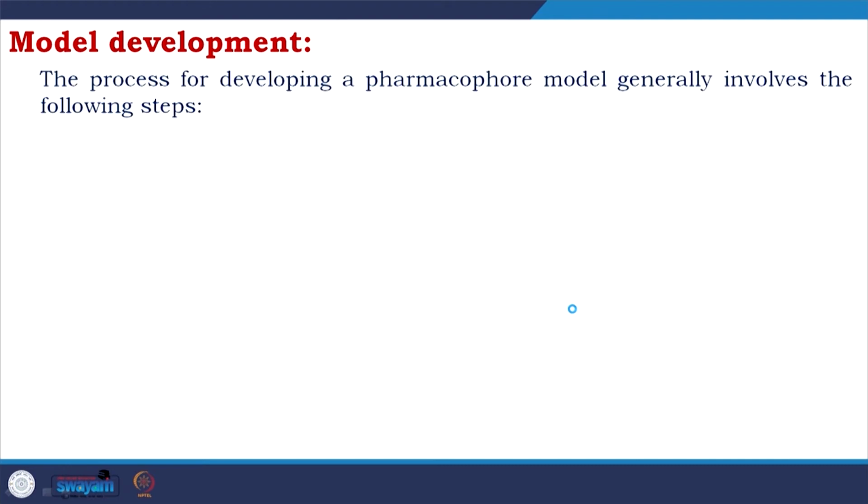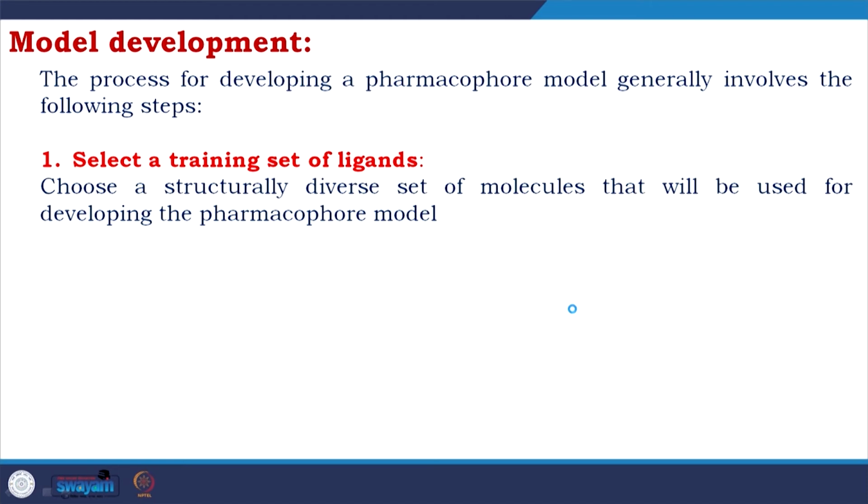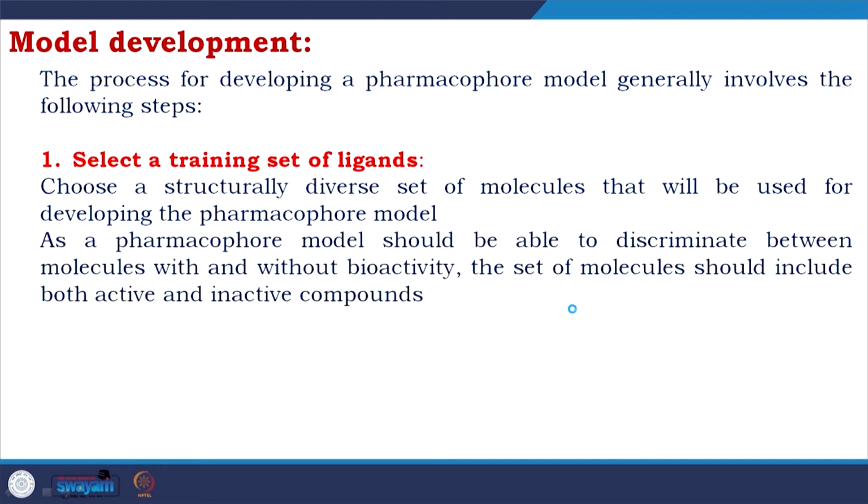How do you develop a pharmacophore model? The process for developing a pharmacophore model generally involves the following steps. Select a training set of ligands: choose a structurally diverse set of molecules that will be used for developing the pharmacophore model. As a pharmacophore model should be able to discriminate between molecules with and without bioactivity, the set of molecules should include both active and inactive compounds.